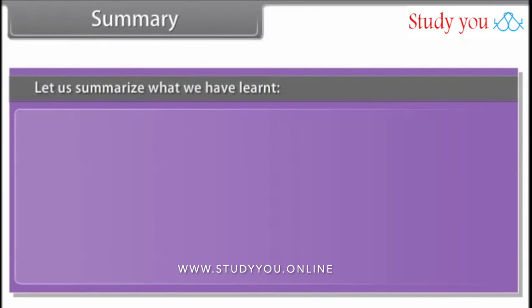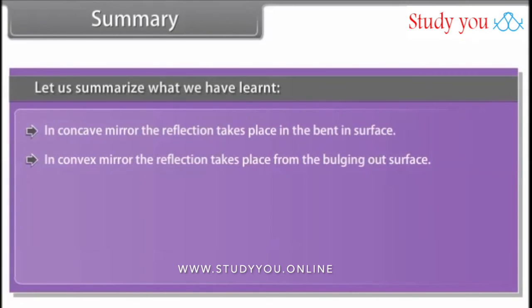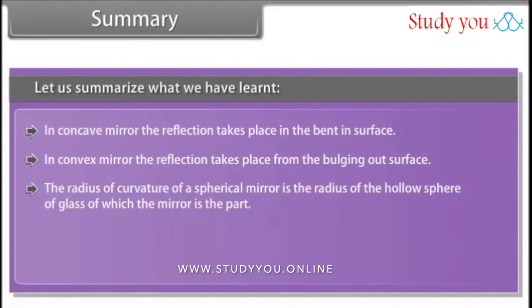Summary. Let us summarize what we have learned. In concave mirror, the reflection takes place in the bent-in surface. In convex mirror, the reflection takes place from the bulging out surface. The radius of curvature of a spherical mirror is the radius of the hollow sphere of glass of which the mirror is a part.